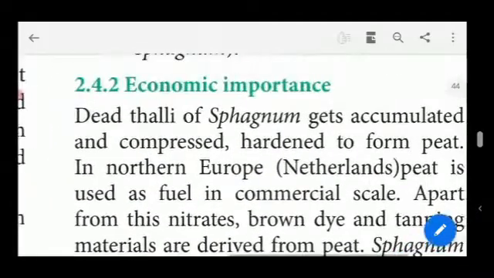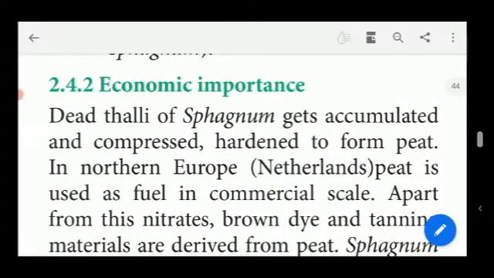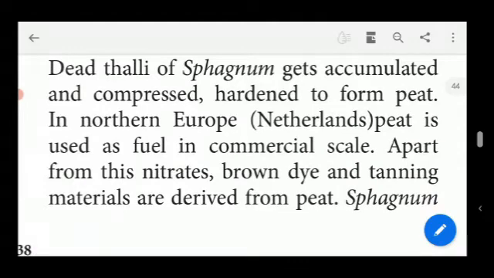The next topic is the economic importance of bryophytes. The dead thalli of Sphagnum get accumulated, compressed and hardened to form peat, like petrol and lignite. From Sphagnum, this compressed hardened form is called peat, which is decomposed in the soil for thousands of years. In northern Europe, peat is used as a fuel on a commercial scale. Apart from this, nitrates, brown dye and tanning materials are derived from peat.